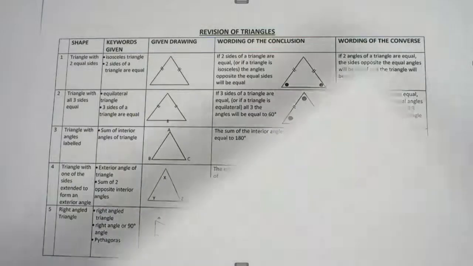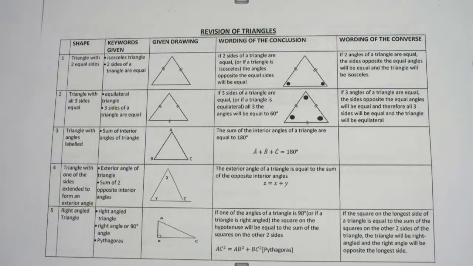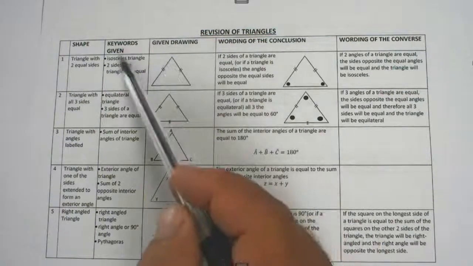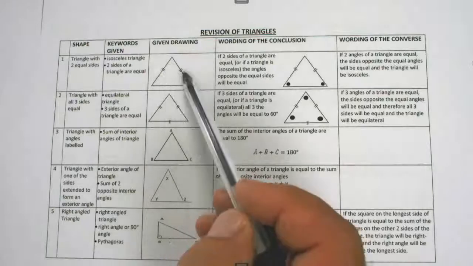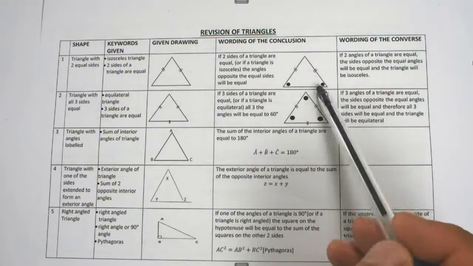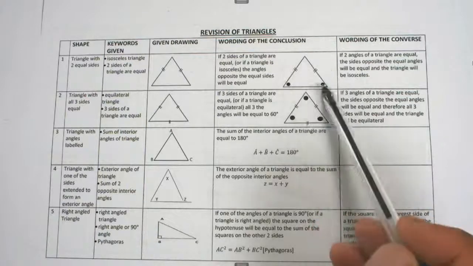Right, let's look at the revision of the triangle. We have done part of this on the previous page. We said, what is an isosceles triangle? It's when two sides are equal. If two sides are equal, then the angles opposite the equal sides will be equal.